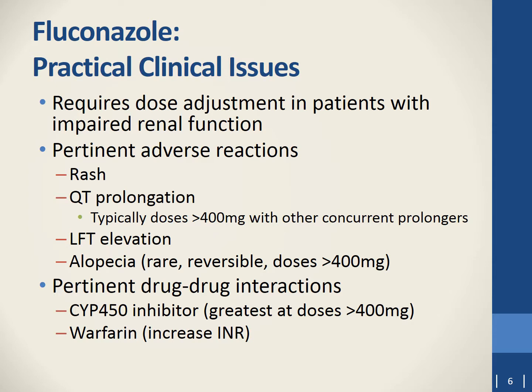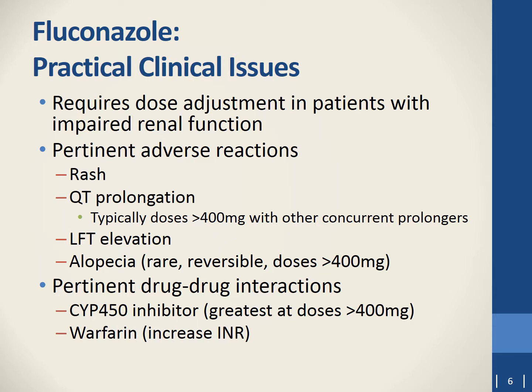In terms of practical clinical issues for your consideration for fluconazole patients, it does require dose adjustments in patients with impaired renal function. So you want to make sure to have an idea of whether patients should be on lower doses or at more prolonged intervals. I more often see fluconazole underdosed in the inpatient setting. So we see small doses of 100 to 200 milligrams when really we should be giving these patients larger doses.